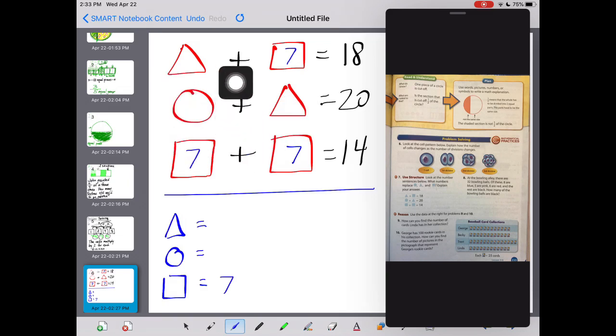Because now we say, okay, what, when you add it to 7, equals 18? Well, 10 plus 7 is 17, so therefore one more, 11, right? 11. The triangle must be an 11. Now that we know that the triangle is an 11, we can put 11 here. And that just leaves us with the circle. What do we have to add to 11 to get 20? The answer is 9. Boom.